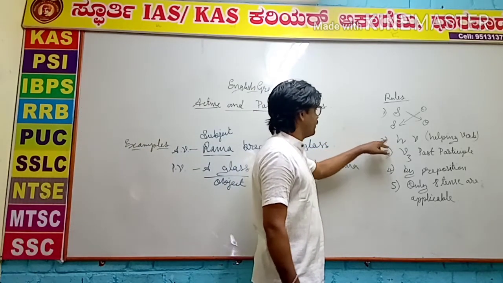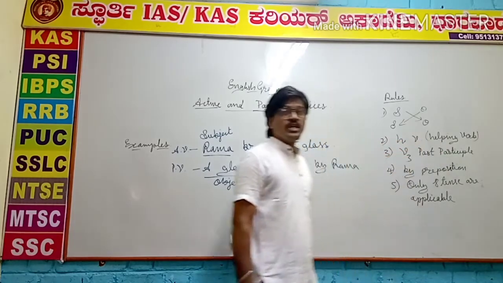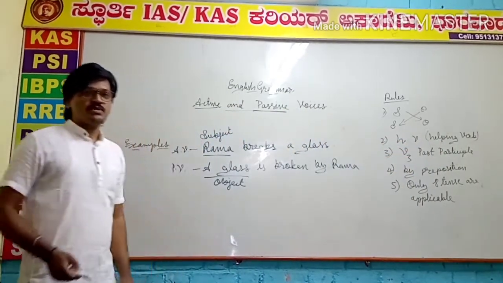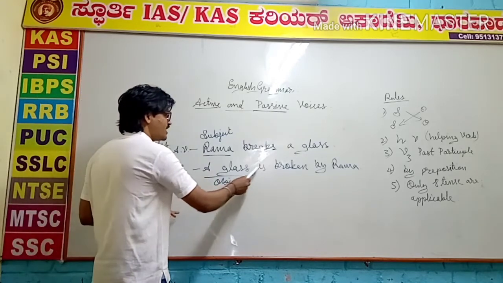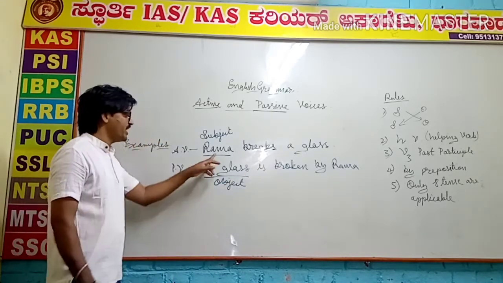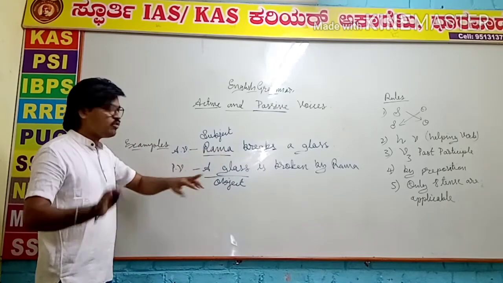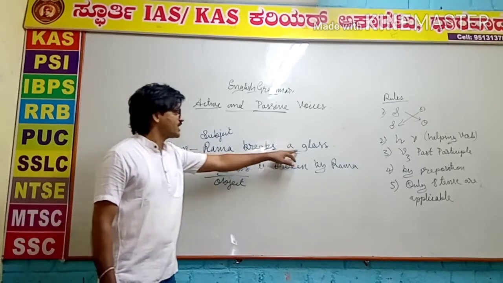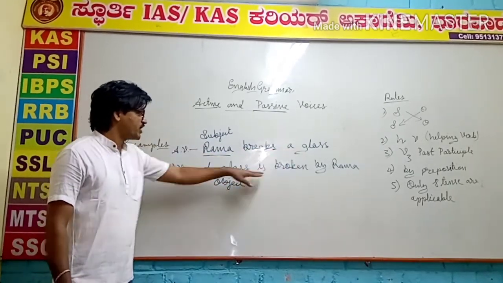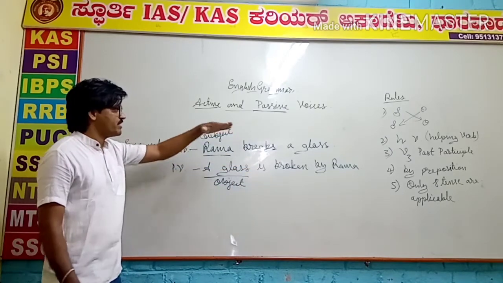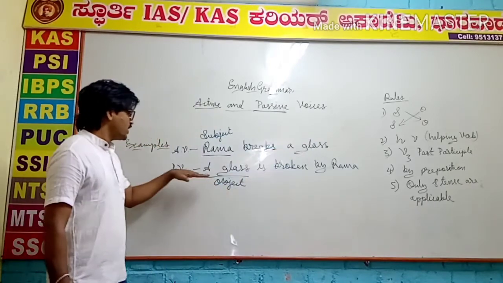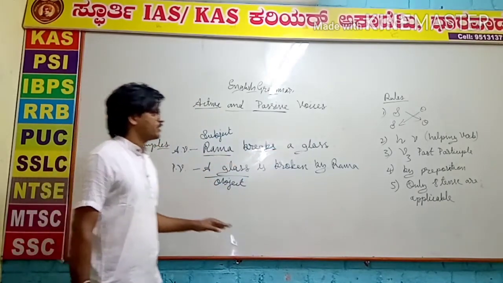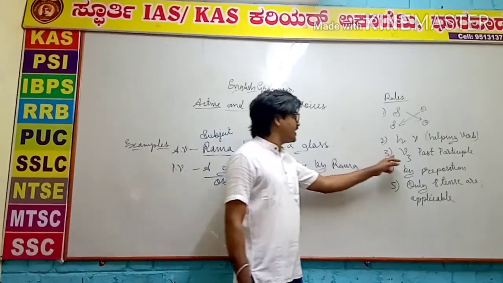What is the second rule? Helping verb. To change into passive voice, a helping verb is very important. For example, a glass is broken by Rama. But in Rama breaks a glass there is no helping verb. Here we use a helping verb because of the second rule. Clear? We have to use a helping verb to change into passive voice. It is the second rule.